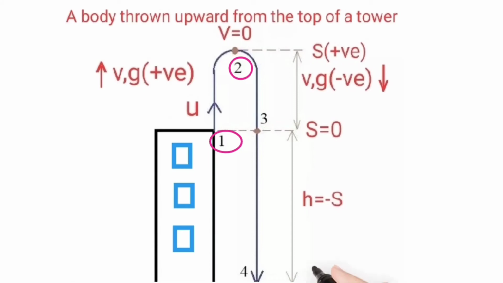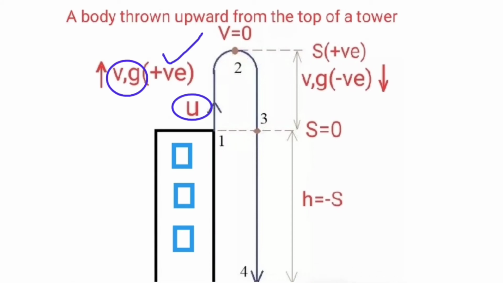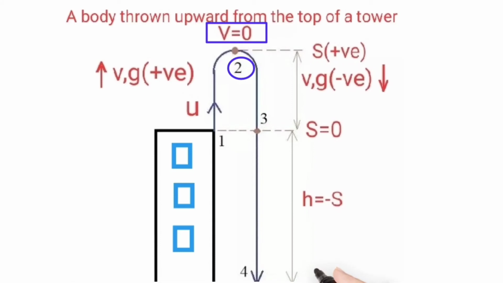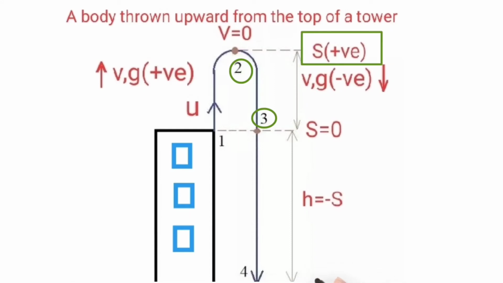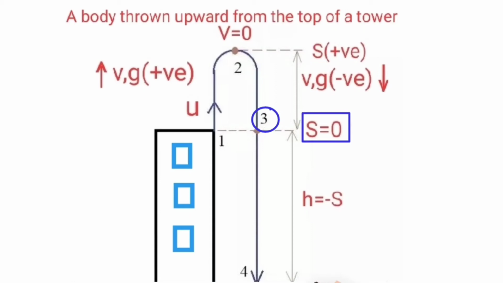From 1 to 2, u, v, g are positive. At 2, v is equal to 0 because at maximum height velocity is 0. From 2 to 4, v and g are negative. From 2 to 3, displacement s is positive. At 3, s is 0 because the body reaches the point of projection. From 3 to 4, s is negative. That means h is equal to minus s, where h is the height of the tower.